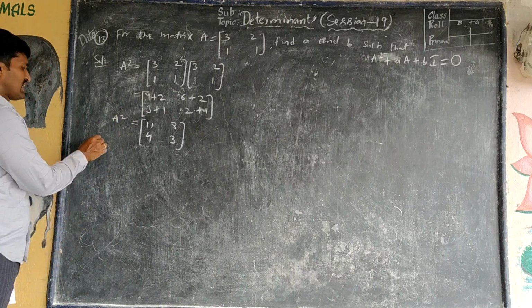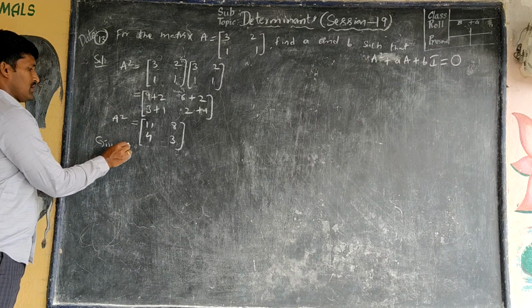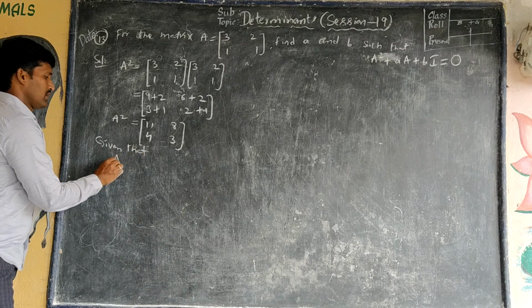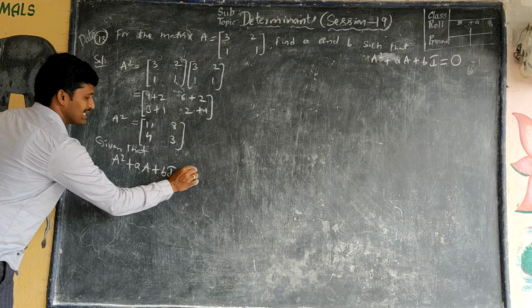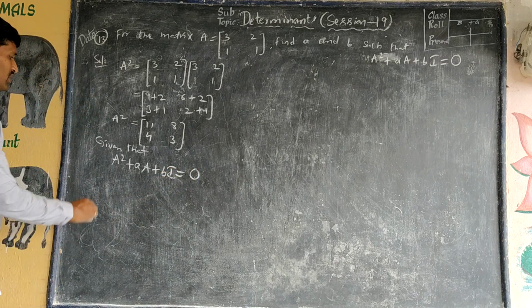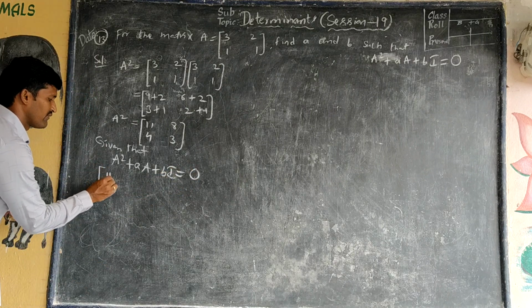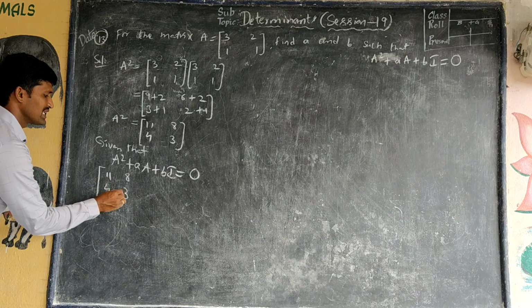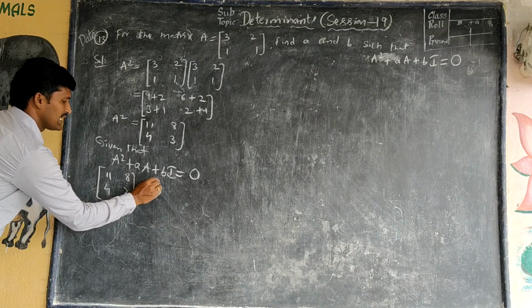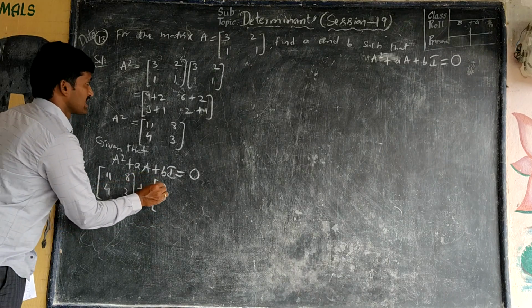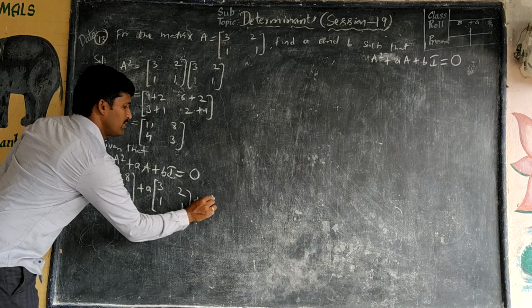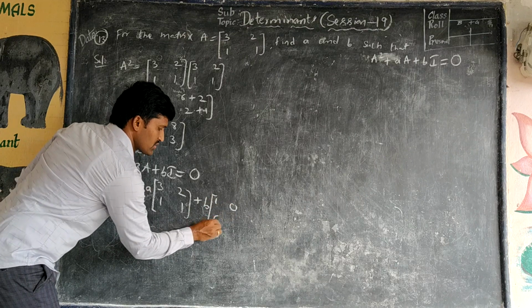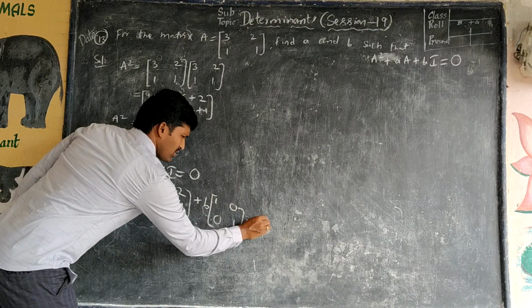Take that equation. What is given? A square plus small a into capital A plus small b into I equals the null matrix. The A square matrix here is 11, 8, 4, 3, plus small a into capital A, which is the matrix 3, 2, 1, 1, plus small b into the I matrix, which is 1, 0, 0, 1, equal to the null matrix.